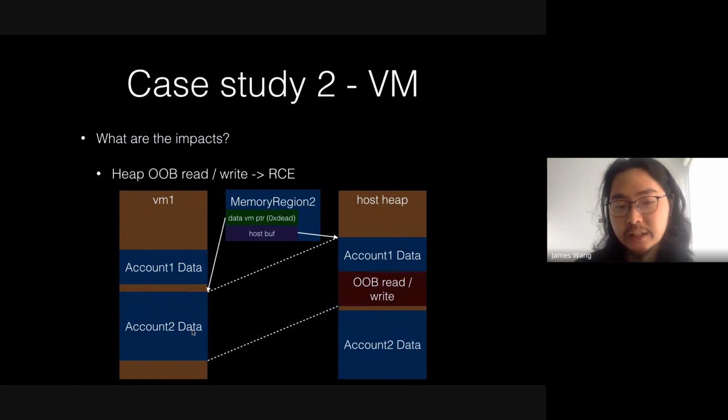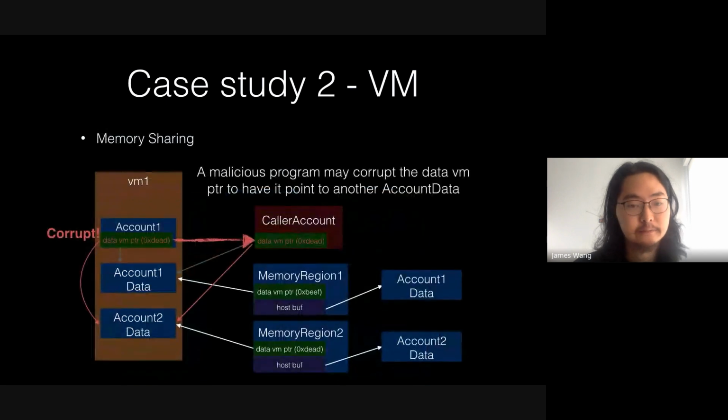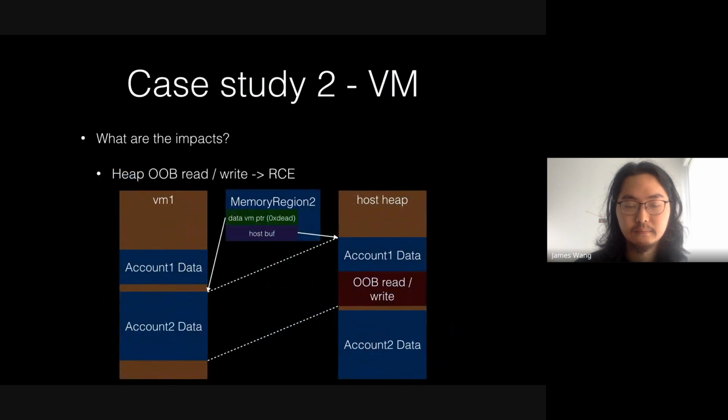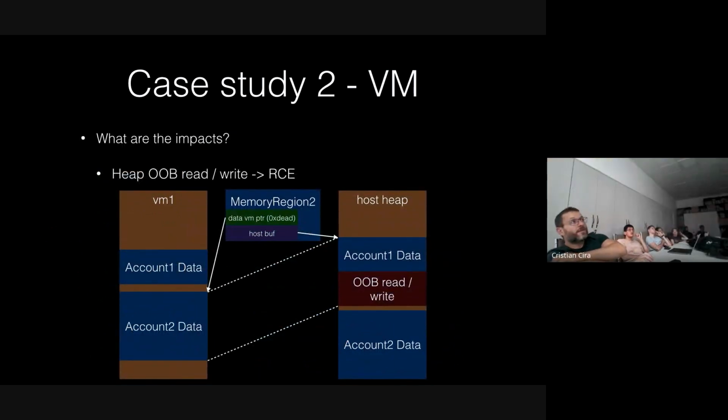And since account 2 data is larger in size than account 1 data, the length of this memory range will be greater than the length of the account 1 data. And since we're only mapping the start address, if we try to write to the latter parts of the account 2 data, we'll actually get an out-of-bound write to the host heap. Okay, does this make sense? Yes, it does. Thank you.